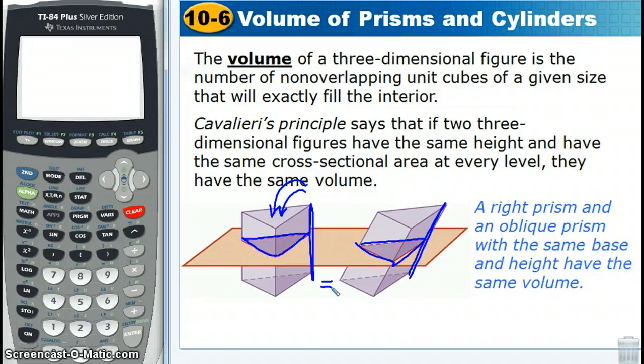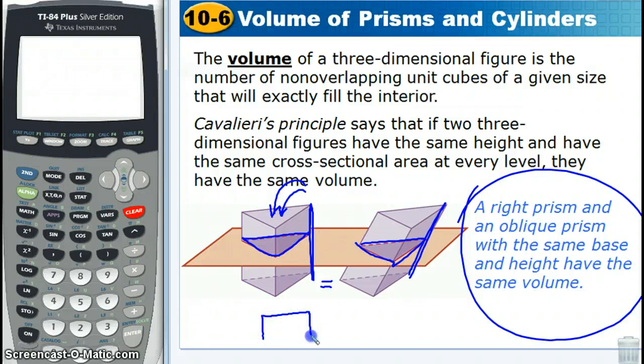It says over here, a right prism and an oblique prism with the same base and height have the same volume. The equivalent in two dimensions is if we have a rectangle with this base and that height, it has the same area as this if this is that height over there. So these two areas are the same, and therefore these two figures have equal areas.